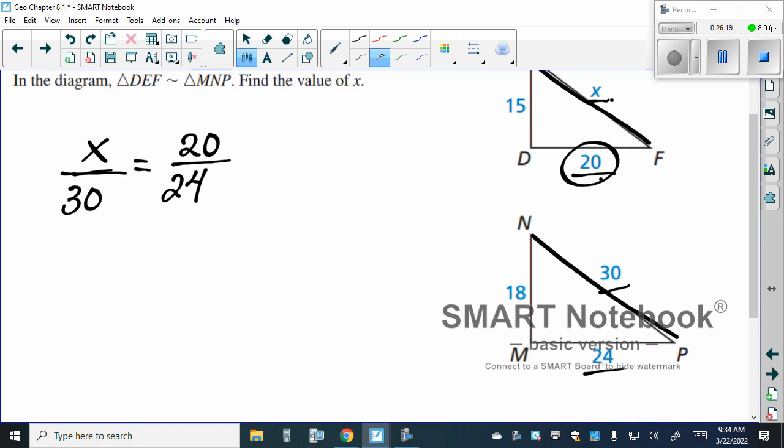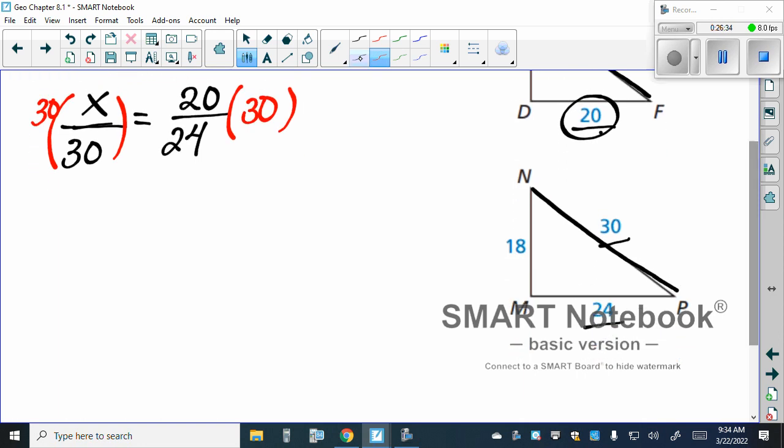Now, what we need to do next is solve for the value of x. Well, to get x by itself, we're going to multiply both sides by 30. Now, when we multiply both sides by 30, we multiply with the numerator. So here, we're going to do 30 times x, which will give us 30x over 30 is equal to, here we're going to do 30 times 20, which is 600.